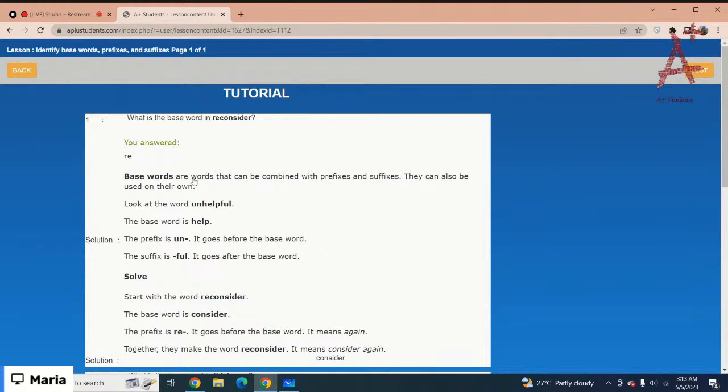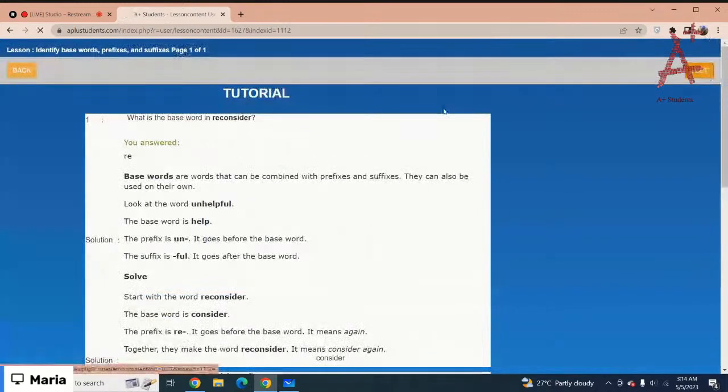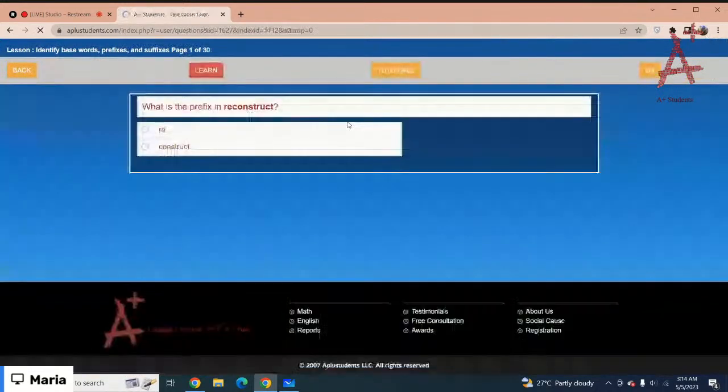Okay, let's just start with the practice questions. Okay, what is the prefix in reconstruct? So, which is the prefix, re or construct? Basically, you have to identify here the base word, the prefix, or the suffix. So, basically, construct is a base word. Got it? And re is the prefix. Got it? The correct option is re. That would be the prefix.